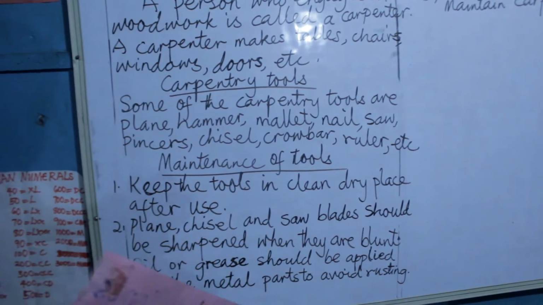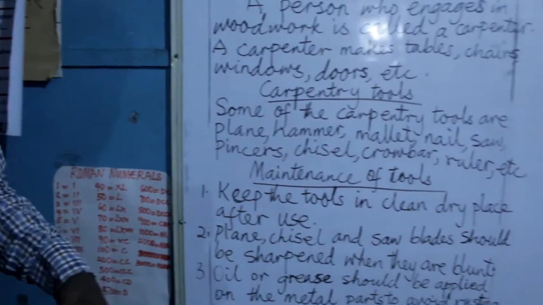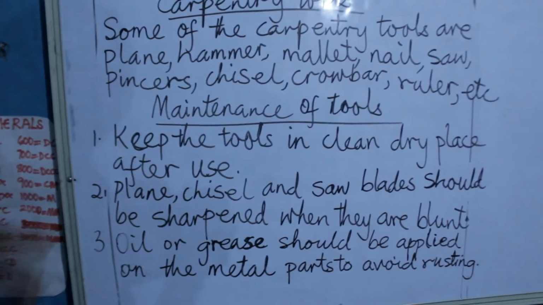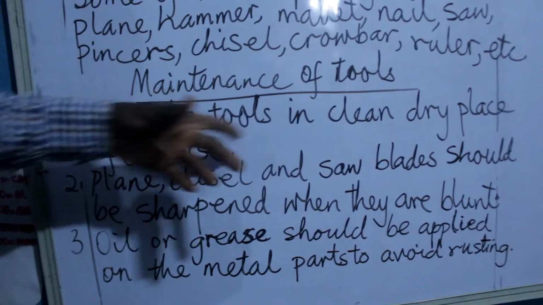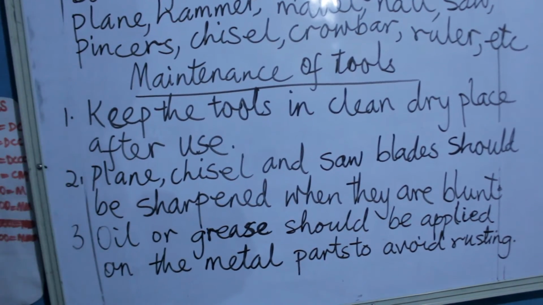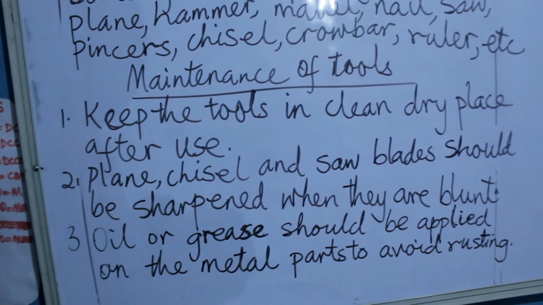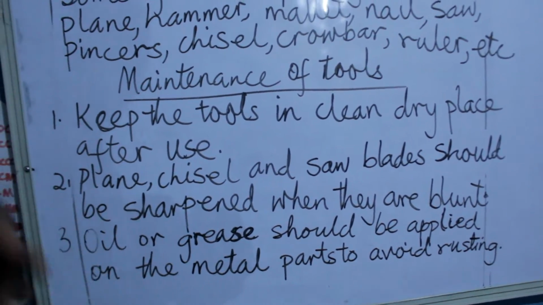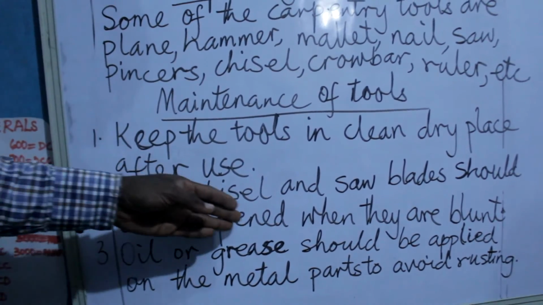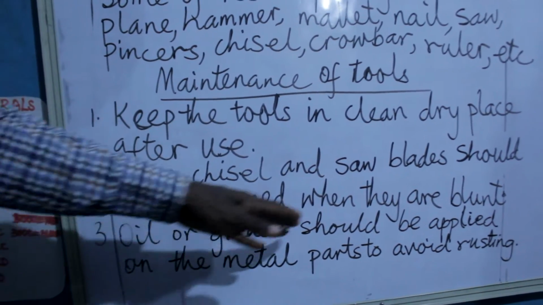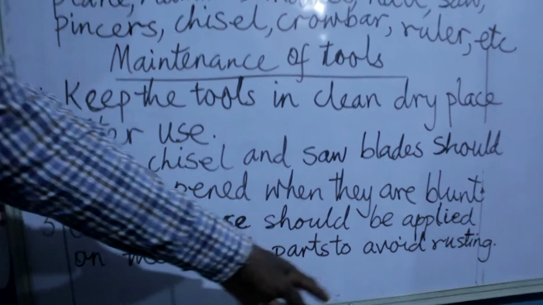So how can we maintain these tools? There's need for us to maintain the tools in order for them to last longer. If we don't maintain our tools, they cannot be used for a long time. Let us see the ways of maintaining the tools. Number one, keep the tools in a clean, dry place after use, so that they will be preserved and water will not affect their longevity. Number two, plane, chisel, and saw blade should be sharpened when they are blunt. Number three, oil and grease should be applied on the metal parts to avoid rusting.